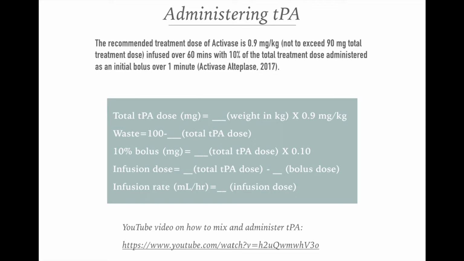Lastly, you'll need to find your infusion dose and rate. So take your total TPA dose minus your bolus. That'll give you your infusion dose and rate. And since it is a 1-to-1 ratio, your rate will be milliliters per hour. Your infusion will go over 1 hour.